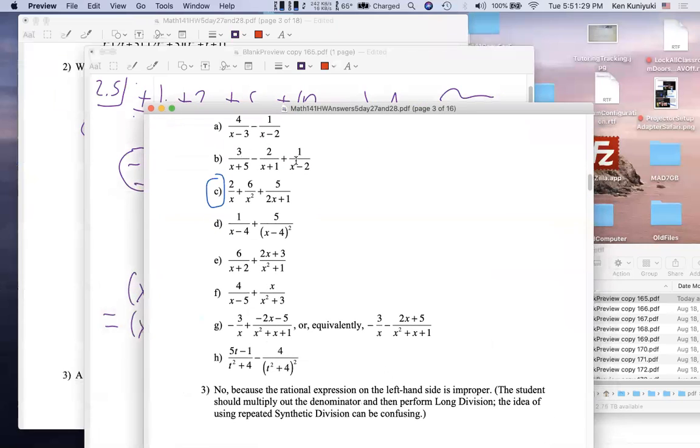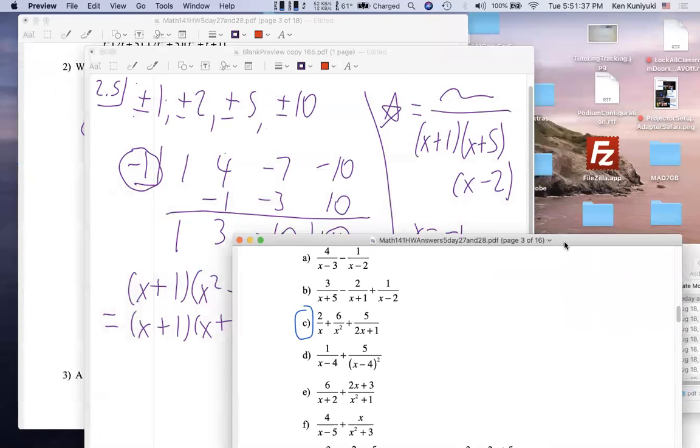Okay, so the form is A over one factor plus B over another factor plus C over another factor.